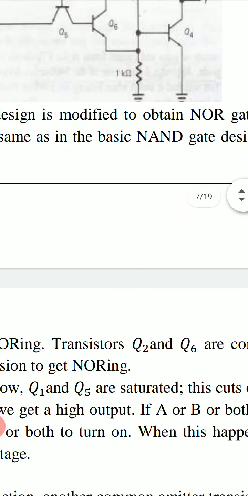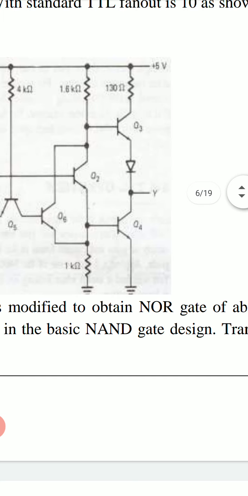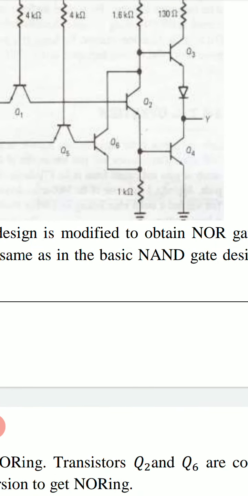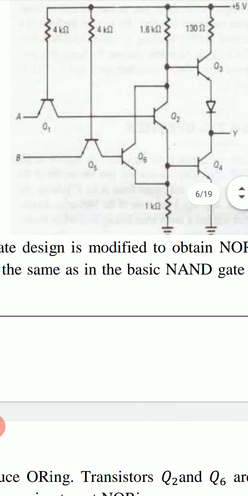Transistors Q2 and Q6 are connected in parallel, and this will produce OR operation, OR-ing followed by inversion, followed by NOT gate. So OR gate plus NOT gate, this circuit behaves as NOR gate. It behaves as two input NOR gate.